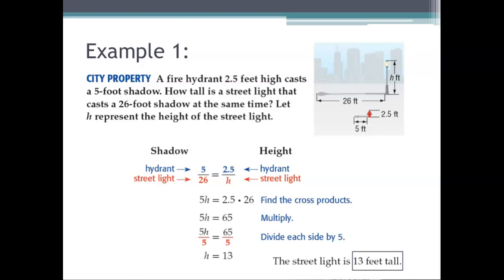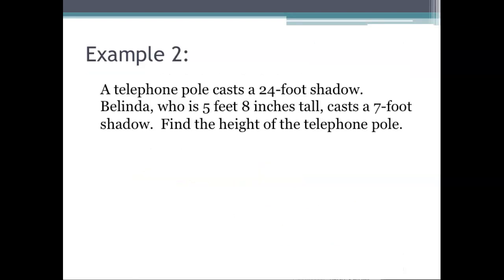Let's look at example 2. A telephone pole casts a 24-foot shadow. Belinda, who is 5 feet 8 inches tall, casts a 7-foot shadow. Find the height of the telephone pole. Alright, so here's our picture. There's Belinda, who's 5 feet 8 inches, and her shadow is 7 feet. And then we have the telephone pole. We don't know how tall that is, but we do know that it has a 24-foot shadow.